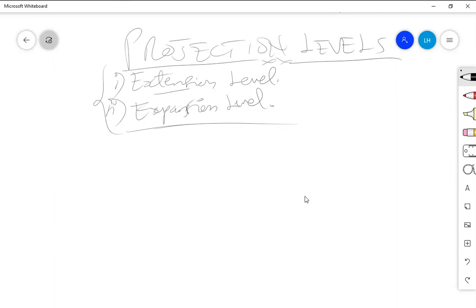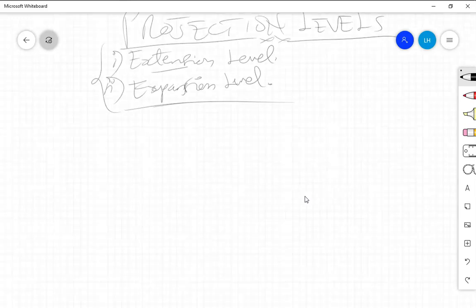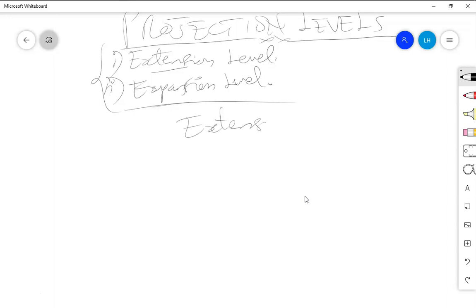So now let's start with the projection level. Let's start with extension, because both of them are within projection. Now, what is an extension level and how are you going to obtain it?